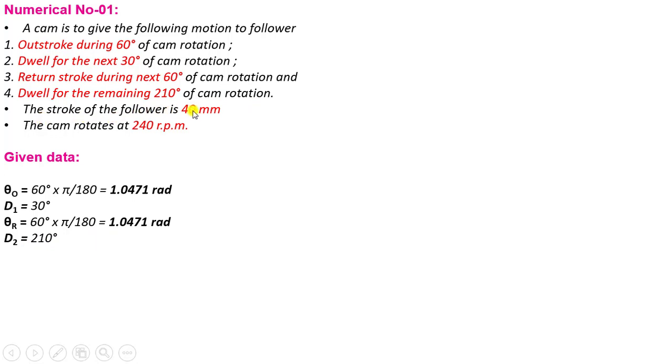The stroke of the follower is 40 mm. S is equal to 40 mm. Convert it into meters. The cam rotates at 240 rpm. N is equal to 240. We will use this rpm to calculate the angular velocity. Omega is equal to 2 pi N by 60.